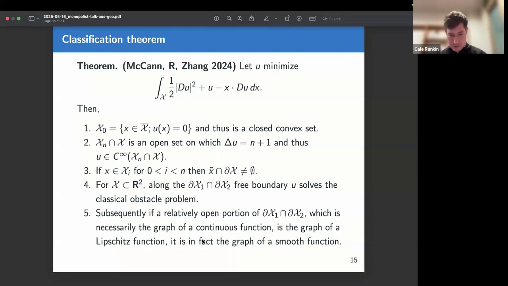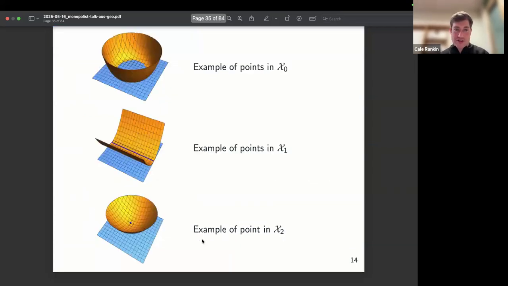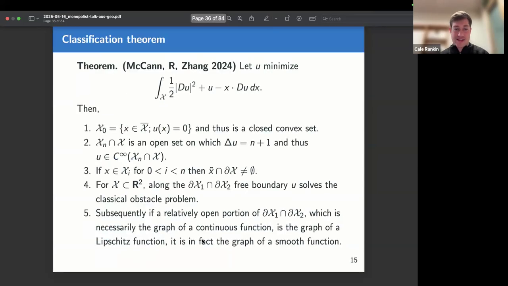Take your minimizer, then we can say a few things about these sets. First of all, x naught, which a priori was defined as the set on which u is affine, is in fact just the set on which u is 0, i.e. there's no portions like in this first picture where you're flat, except for the one where you're equal to 0. Second, in the region of strict convexity, we're basically back in the classical regime. The Laplacian of u is equal to n plus 1, and we've got a smooth function there. And moreover, the set on which you're strictly convex is open.